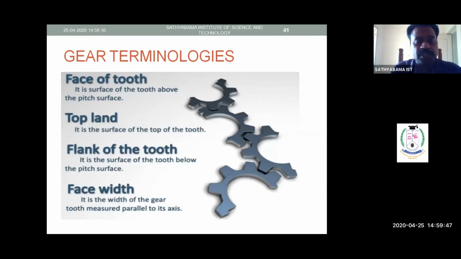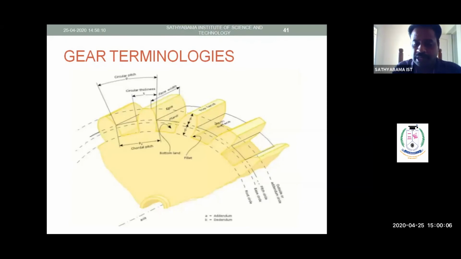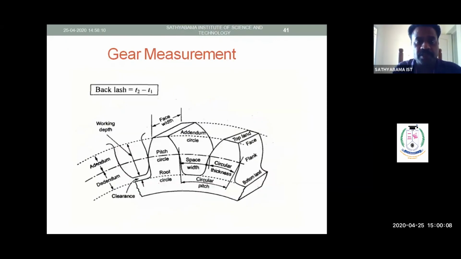Next, face of the tooth. It is the surface of the tooth above the pitch surface. Top land means the surface of the top of the tooth. Flank means the surface of the tooth below the pitch surface. Face width is the width of the gear tooth measured parallel to its axis. We have already seen these definitions.